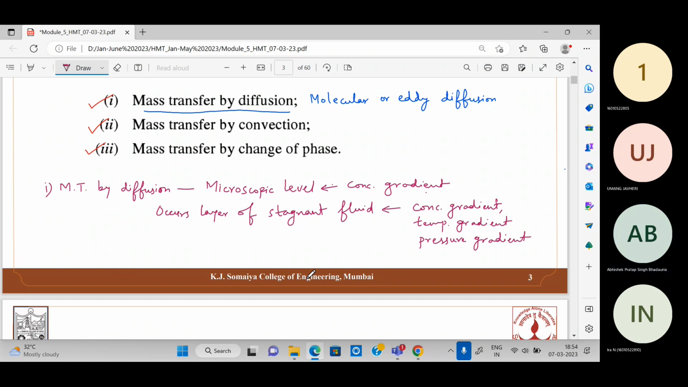So basically, when one of the diffusing fluids is in turbulent motion, let's come to why we added this eddy diffusion.